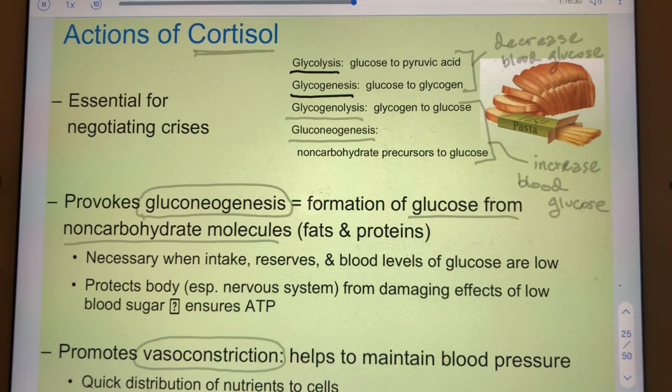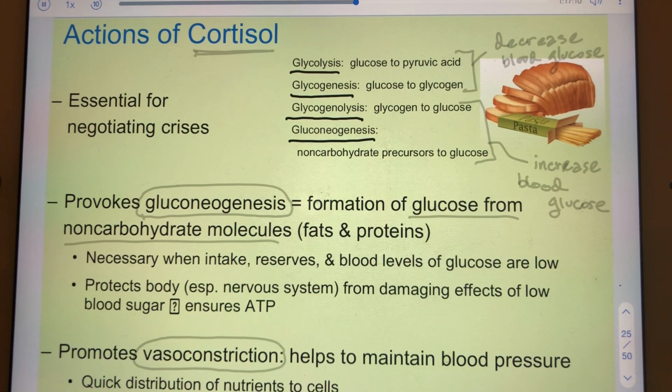Glycogenesis is the conversion of glucose into glycogen. And recall that glycogen is the form in which the liver stores excess glucose. So really, glycogenesis is the storage of glucose. Glycogenolysis is the conversion of glycogen back into glucose. Hey, liver, give it back.